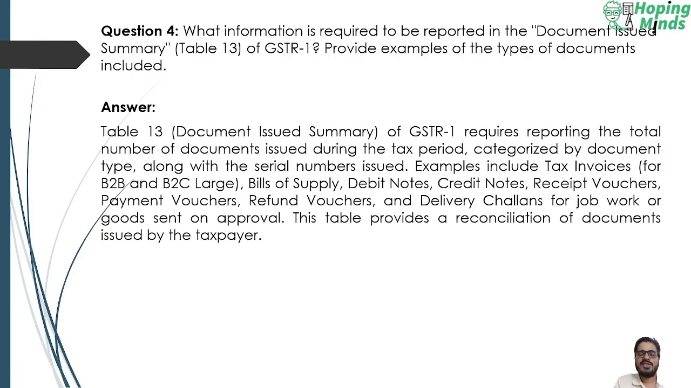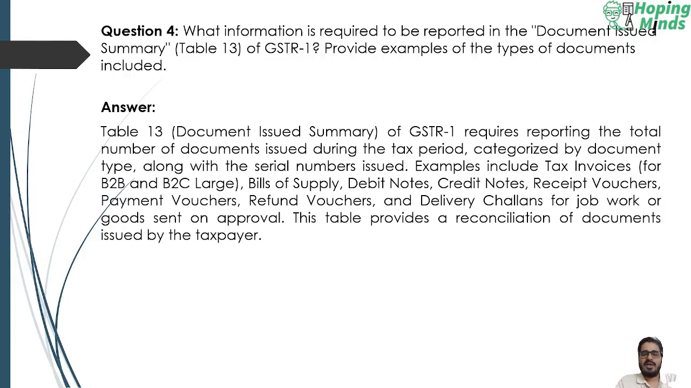Next, what information is required to be reported in the document issued summary, that is table 13 of GSTR 1. Provide examples of the types of documents included. So under GST, the length of document number to be reported in table 13 of the GSTR 1 return cannot exceed 16 characters. So if the invoice number of a taxpayer exceeds 16 characters, then the portal will not accept it.